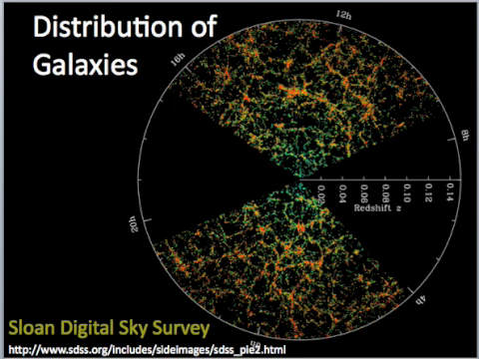One thing to note is that the wedge-shaped pieces were not observed by the Sloan Digital Sky Survey because they're obscured by dust from the Milky Way.